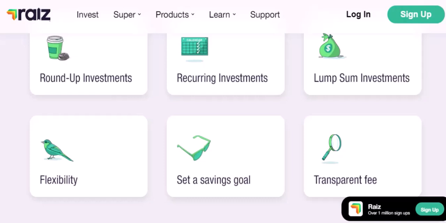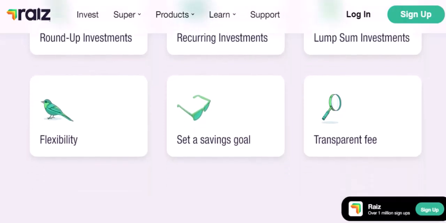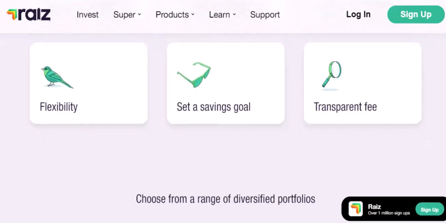Why is having a designated funding account so important? Firstly, it streamlines the entire investment process. By linking your bank account, you automate the roundup process, making investing truly effortless. You don't have to manually transfer small amounts of money every time you want to invest. Raiz handles it seamlessly in the background.